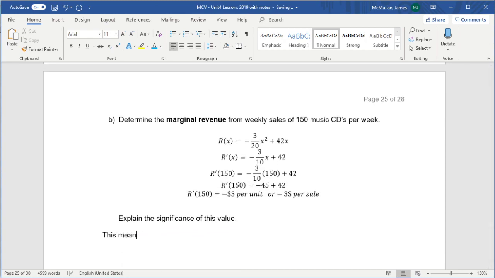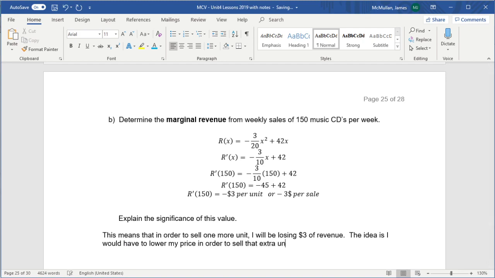Okay, this means that in order to sell one more unit, I will be losing $3 of revenue. Of course, I'm not losing money on that one sale. The idea is I would have to lower my price in order to sell that extra unit, and overall I would lose more money from lowering my price on all my sales than I would make from selling one extra sale.